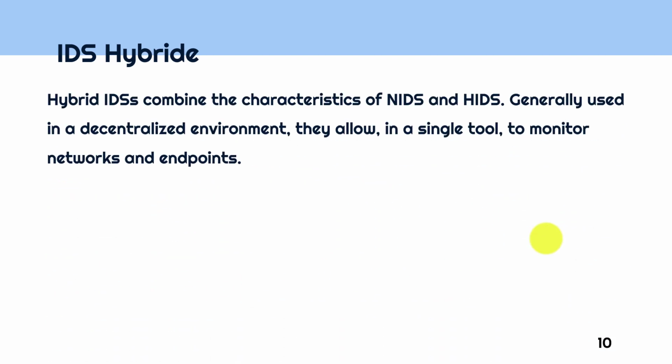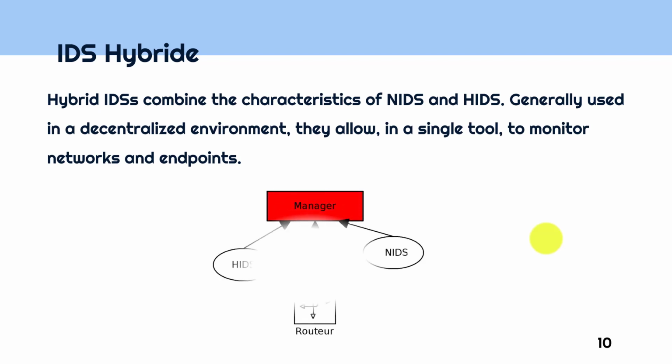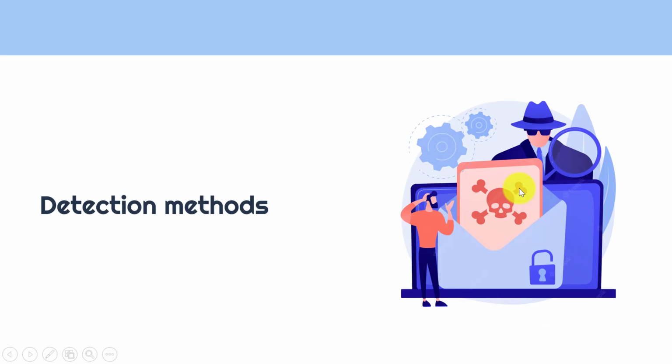The last type of IDS is IDS hybrid. IDS hybrid combines the characteristics of NIDS and HIDS, generally used in a decentralized environment. They allow in a single tool to monitor networks and endpoints. As you see, it uses the NIDS and HIDS. Now we see the detection methods.